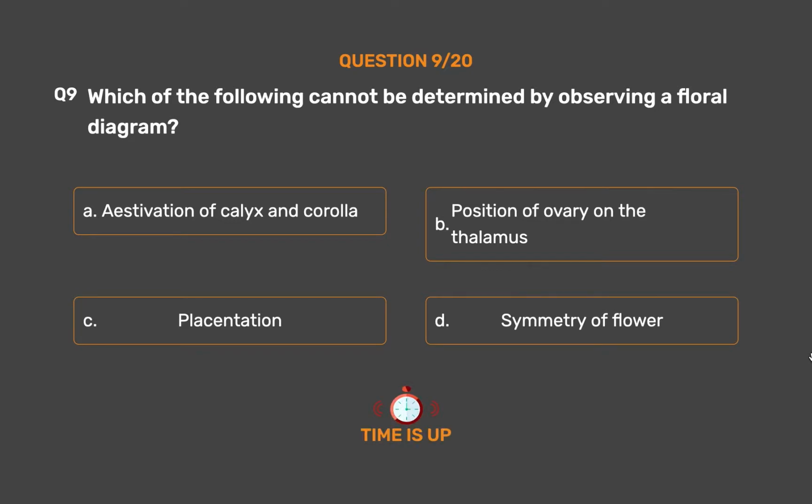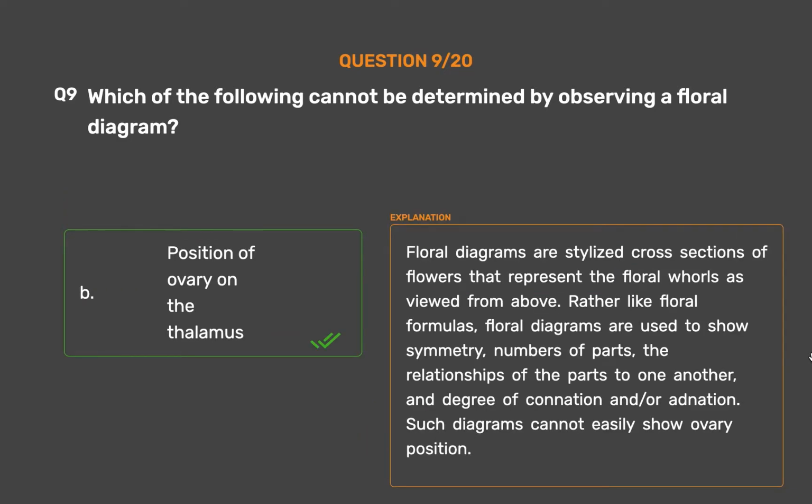The correct answer is Option B. Position of ovary on the thalamus. Floral diagrams are stylized cross-sections of flowers that represent the floral whorls as viewed from above. Rather like floral formulas, floral diagrams are used to show symmetry, numbers of parts, the relationships of the parts to one another, and degree of conation and/or adnation. Such diagrams cannot easily show ovary position.